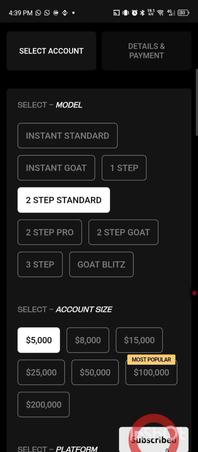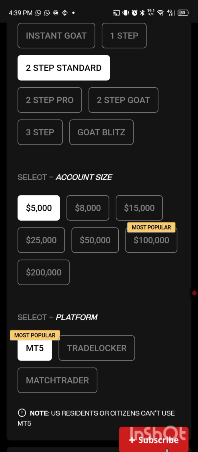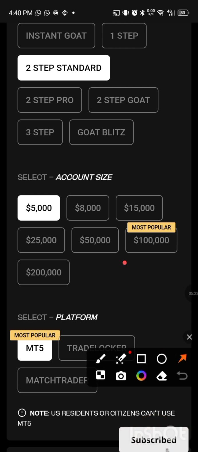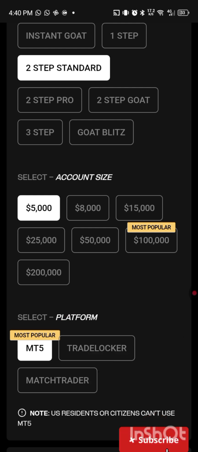After that, I'm going to scroll up. Most popular is the MT5. Most traders are using MT5 to trade on the forex market. So kindly leave it on the MT5, please. Don't change it. This is the MT5 here. Kindly leave it as it is.